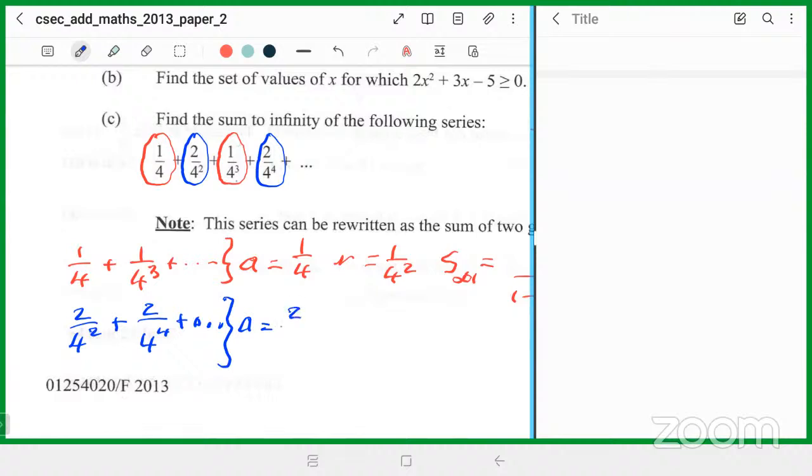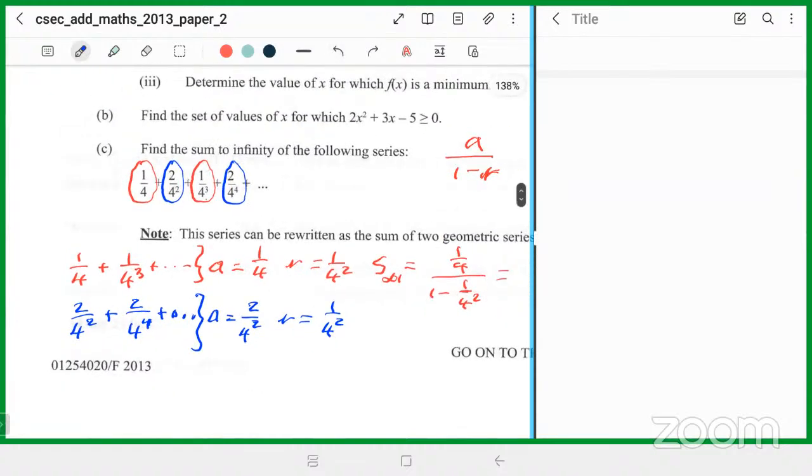One can simplify it: this is 16, 2 over 16 is 1 over 8, but I'll keep it as 2 over 4 squared. And the R equals, what do I multiply this by to get this? Well, the 2 is a constant, that doesn't change. But the 4 squared has gone to 4 to the 4th power. So again, it's 1 over 4 squared. That's what I have to multiply this by to get this, because this power was increased by 2 on that base 4 number there. So this is my common ratio.